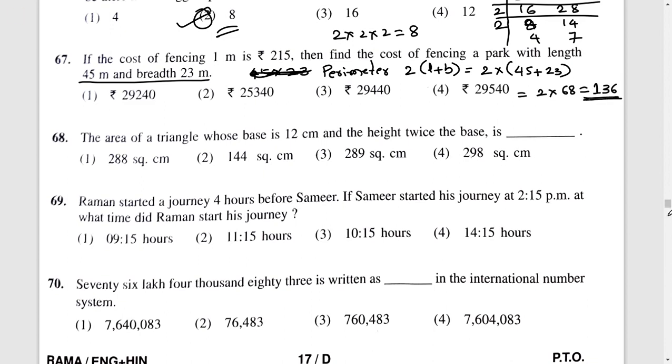So for 1 meter, 215 is needed. For this many meters, how many rupees are needed? So you multiply 136 with 215. After multiplying 136 with 215, we will get 29,240. So the answer here is the first option. That is 29,240 is the right answer. Go to the next question.